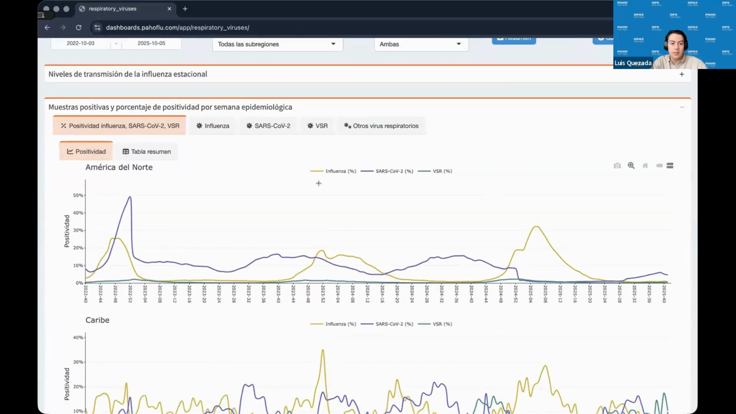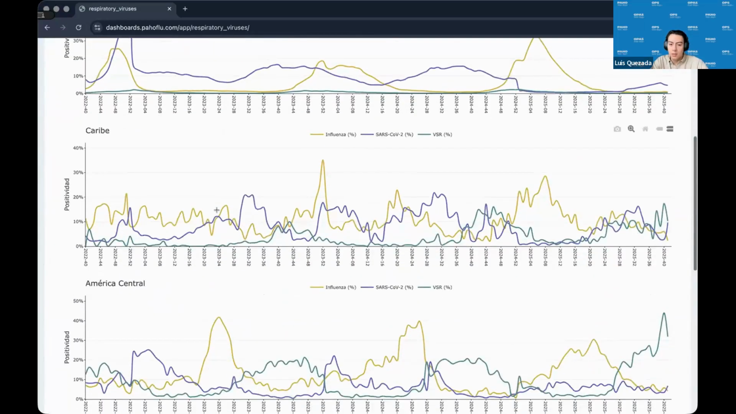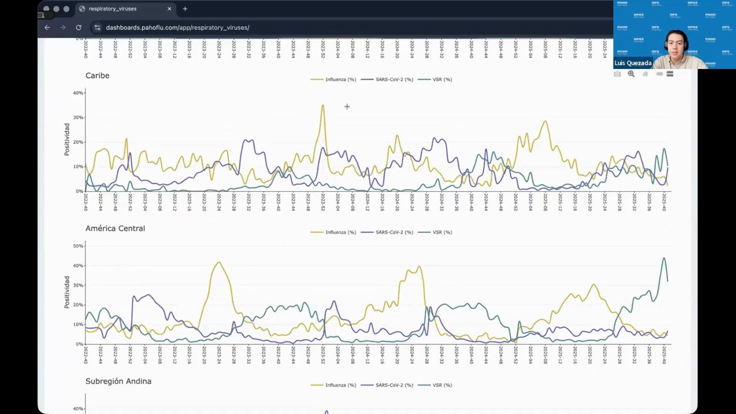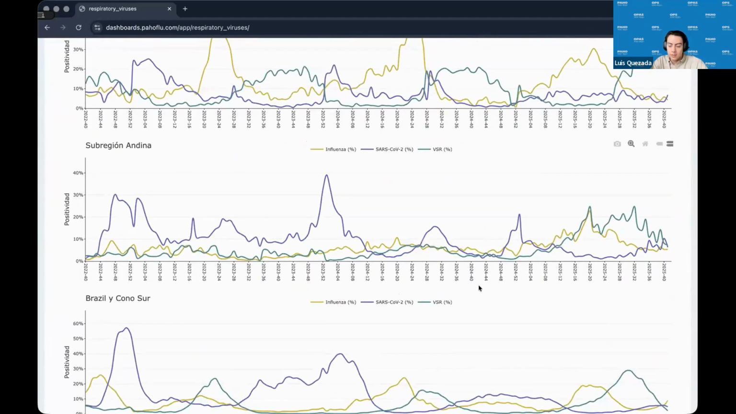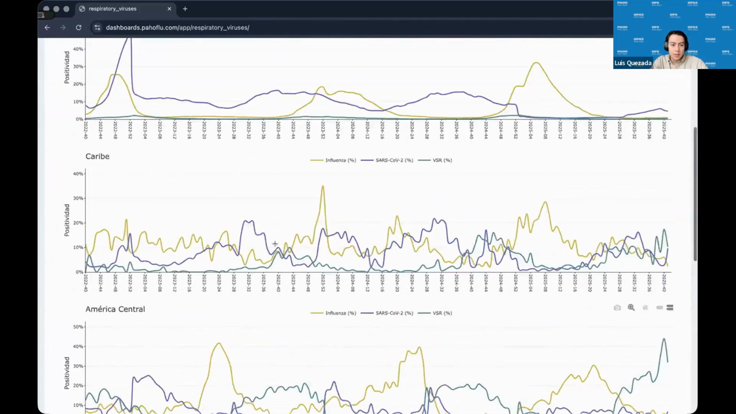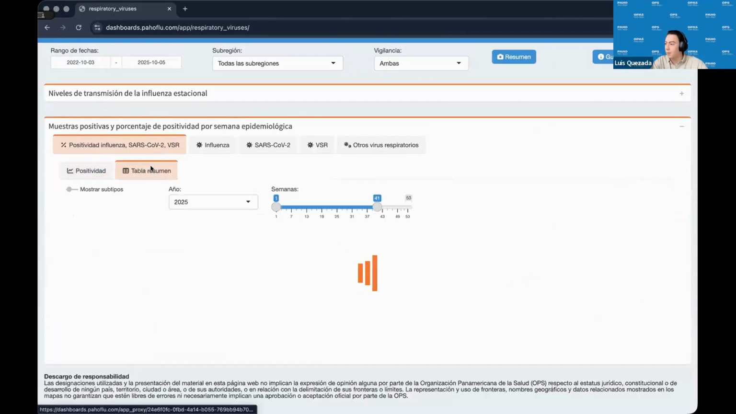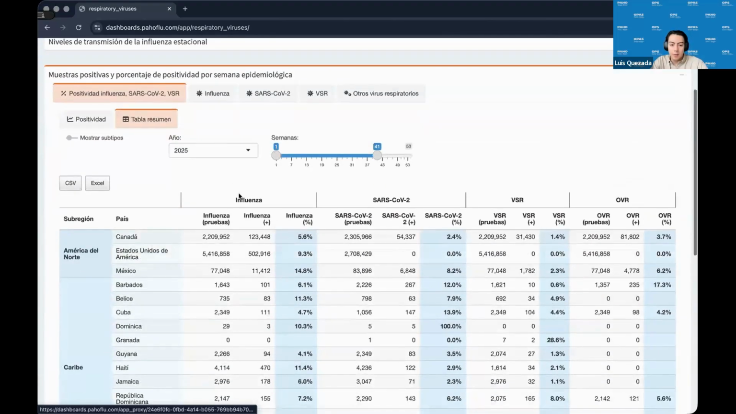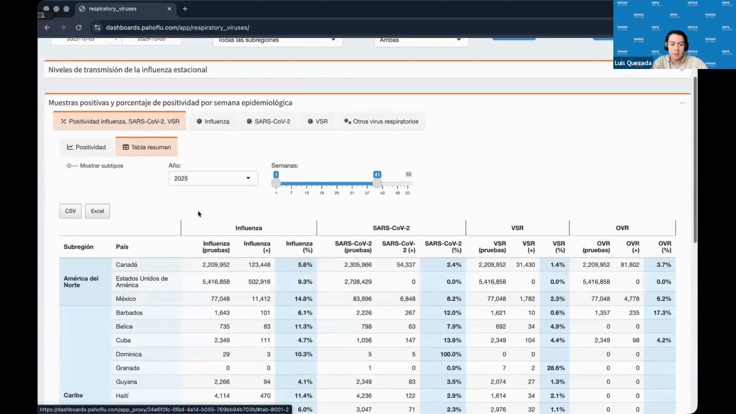The next page shows positive samples and positiveness percentage by week, and also by region and subregion for influenza, SARS-CoV-2 and RSV. For the same graph, this allows us to analyze the virus that is presently in circulation and how this has evolved since the past stages. In the same box, we have a summary table that allows us to see the data for each of the viruses and for each of the countries grouped by subregion.